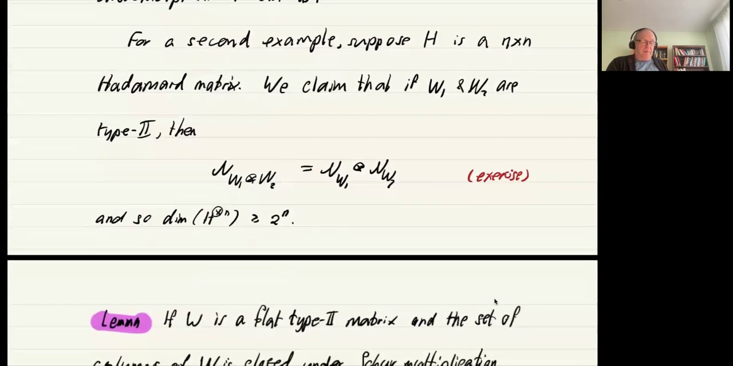Now, the second class of examples, I want to work with Hadamard matrices. So I'll start with an n by n Hadamard matrix. Now, a general comment here is if W1 and W2 are type 2 matrices, then the Nomura algebra of W1 tensor W2, which is obviously a type 2 matrix, is the tensor product of these two Nomura algebras. And again, this is reasonably straightforward. It'll probably turn up in the exercises.